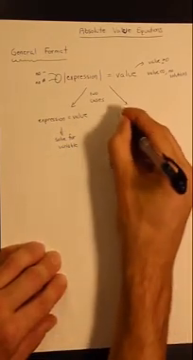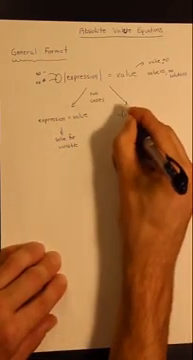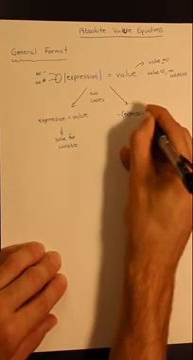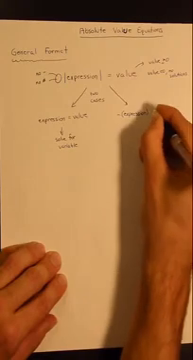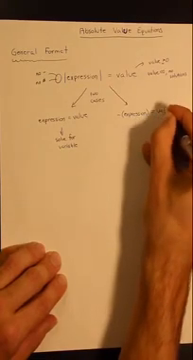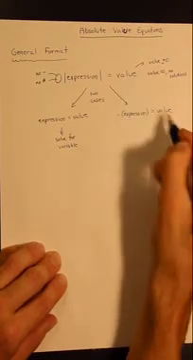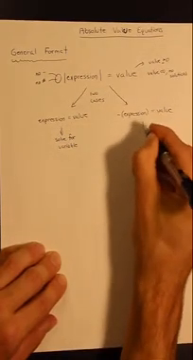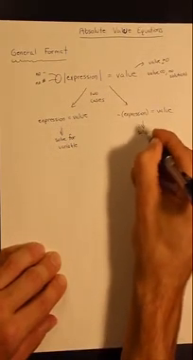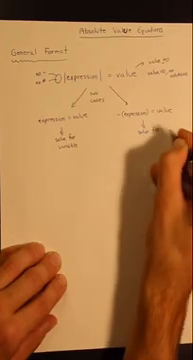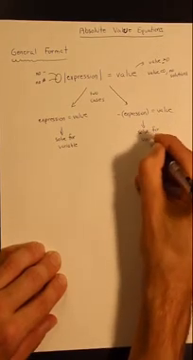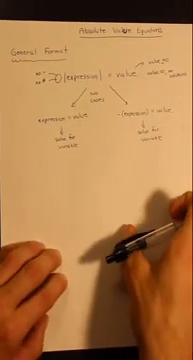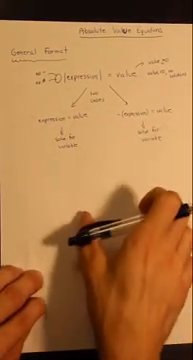And then the other case is the negative of the expression is equal to the value. This expression, put a negative in front, equal to the value, and then you solve for the variable. So this is the process that we're going to follow when we're doing examples.